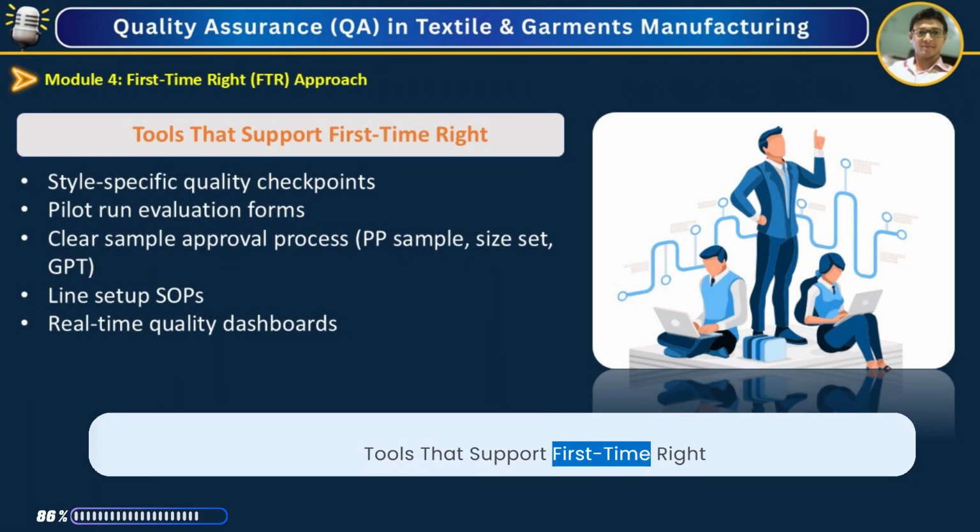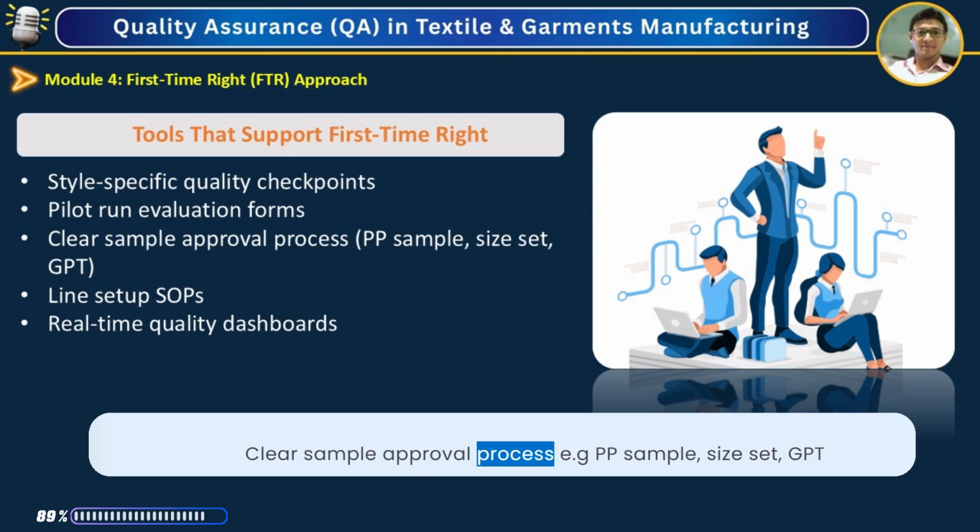Tools that support first-time right. Style-specific quality checkpoints. Pilot run evaluation forms. Clear sample approval process. PP sample, size set, GPT. Line setup SOPs. Real-time quality dashboards.